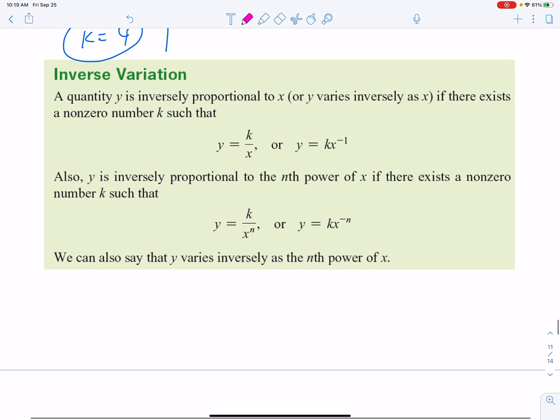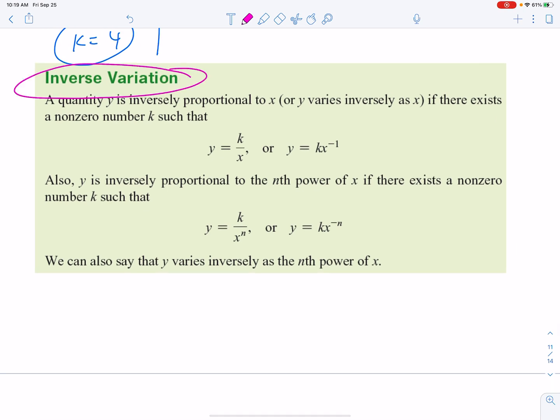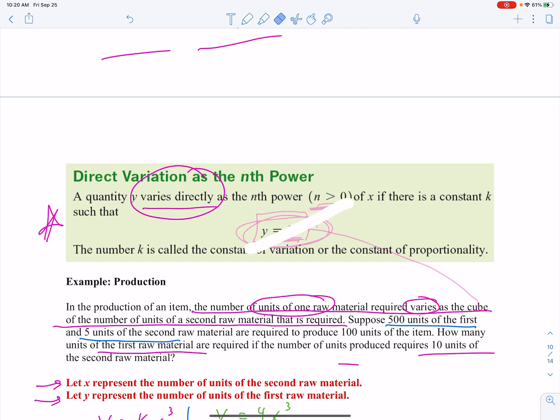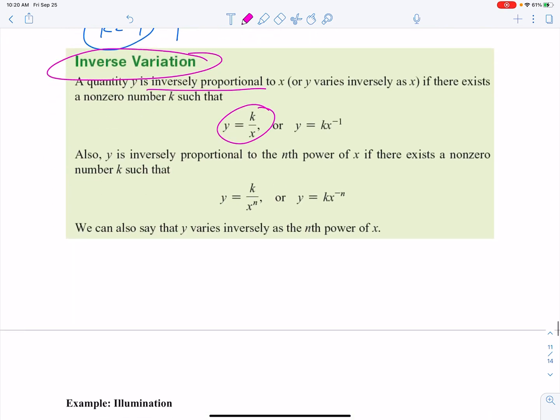All right, then we have inverse variation. So inverse variation or inversely proportional, whenever you see that statement, you're going to use y equals k divided by x. Remember, if it says varies directly, then y equals k times x to some power, multiplication. Whereas if it's inversely proportional, y equals k divided by x, or k divided by x to some power. That's for inverse variation or varies inversely.